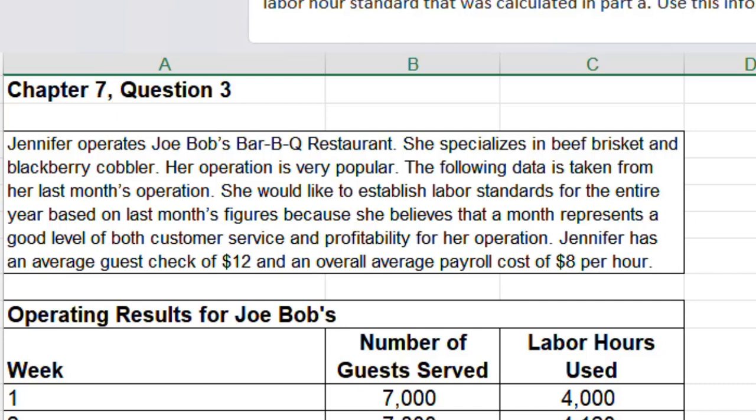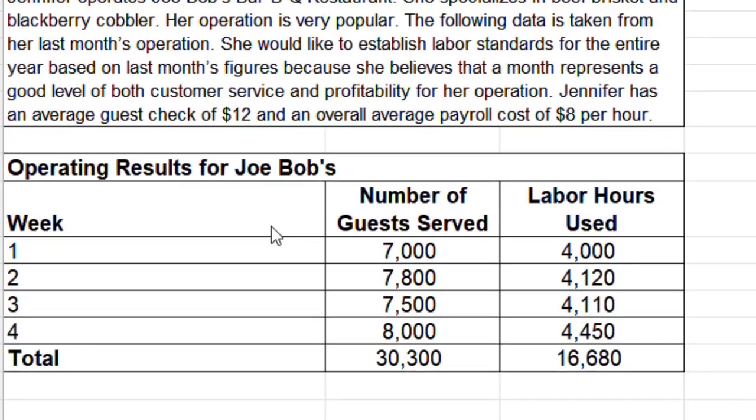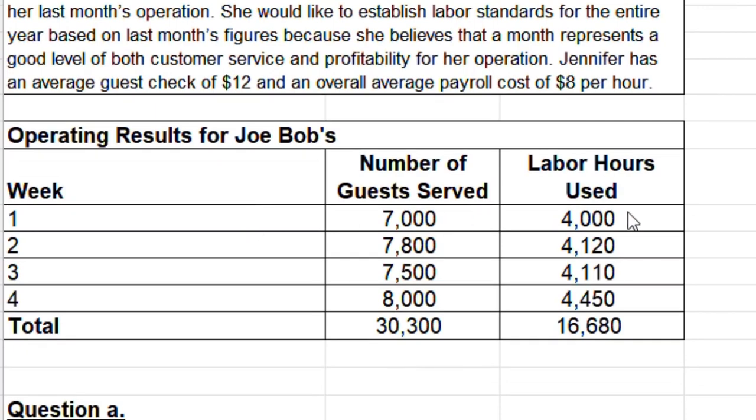She would like to establish labor standards for the entire year based on last month's figures because she believes that a month represents a good level of both customer service and profitability for her operation. Jennifer has an average guest check of $12 and an overall payroll cost of $8 per hour. All right, so we see here we have our operating results for Joe Bob's. We've got the number of guests served, the labor hours used for weeks 1, 2, 3, and 4, and the total here. Okay, so let's look at our first question.